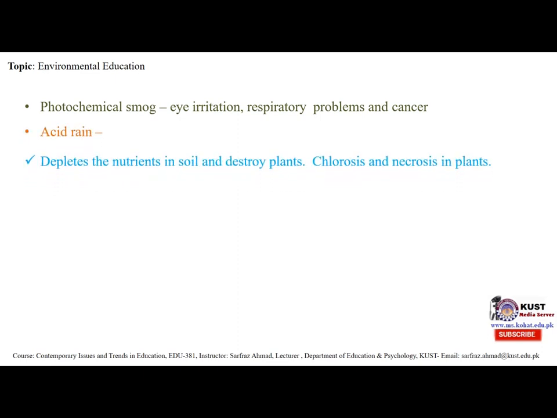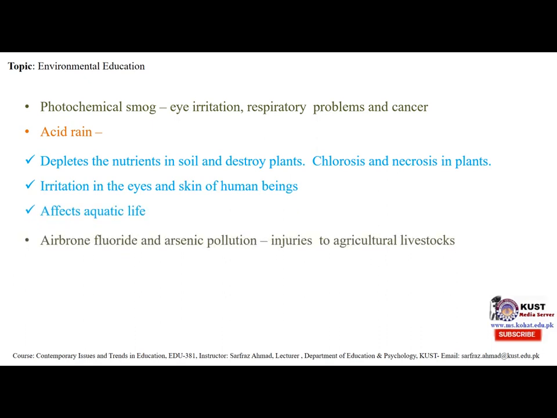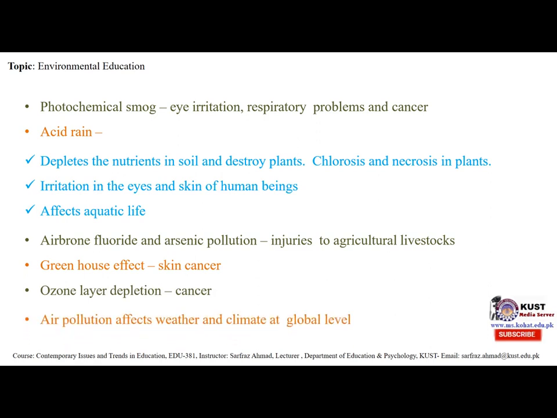Photochemical smoke causes eye irritation, respiratory problems, and cancer. Acid rain depletes the nutrients in soil and destroys plants. Chlorosis and necrosis in plants. Irritation in the eyes and skin of human beings. Affects aquatic life. Airborne fluoride and arsenic pollution cause injuries to agricultural livestock. Greenhouse effects definitely cause skin cancer. Ozone layer depletion also affects cancer. And air pollution affects weather and climate at the global level.